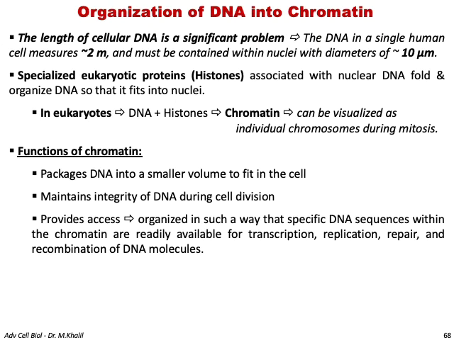The function of the chromatin is packaging DNA into a smaller volume to fit in the cell, and as well maintaining the integrity of DNA during cell division, and providing access in an organized fashion in such a way that specific DNA sequences within the chromatin are readily available for transcription, replication, repair, and recombination of DNA. So actually the condensation and decondensation of chromatin will enable these processes, either transcription and replication, to occur. Once there is condensation, the processes are stopped.